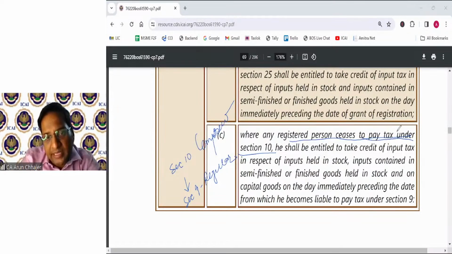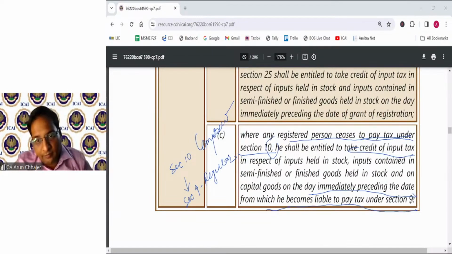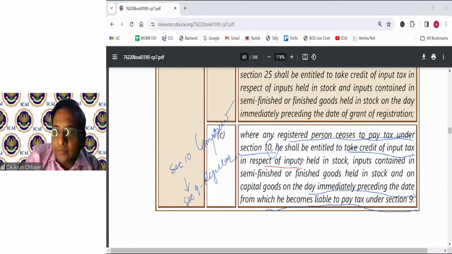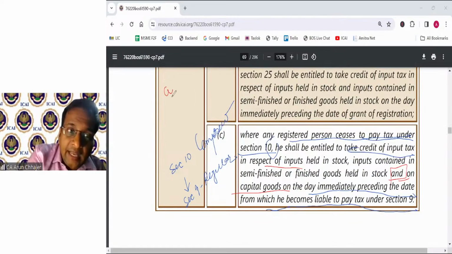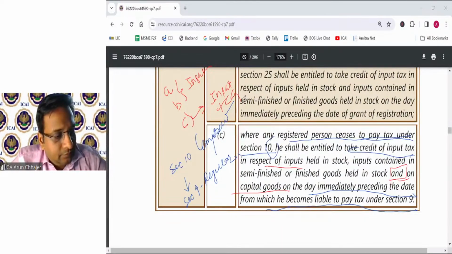Any registered person who ceased to pay the tax under section 10 shall be entitled to take the credit of what? Immediately preceding the date on which he is liable to pay the tax under section 9. The important point to be noted: input held in stock, semi-finished or finished goods, and on capital goods. In clause A and clause B, we are talking about only goods other than capital goods, input. And in clause C, we are talking about input plus capital goods.